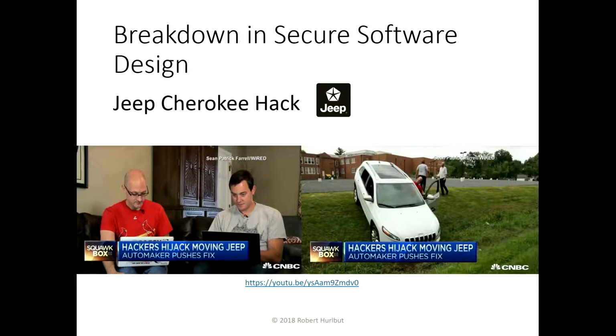And in fact, there's a picture here on the right-hand side where they were remotely controlling this Jeep Cherokee and were able to force the car into a ditch. And the person who was driving it couldn't stop it. He tried to put the brake on and all that stuff, couldn't do it. They were able to remotely control the car. Now that's a breakdown in secure software design, because whoever thought that it's okay to let anybody from the outside get in and take control of the car? That wasn't really well thought through.